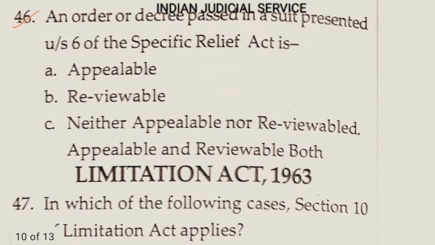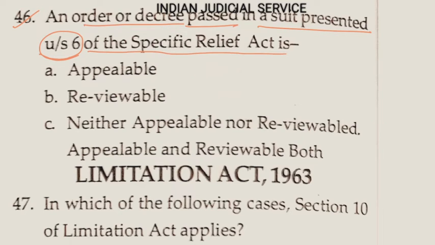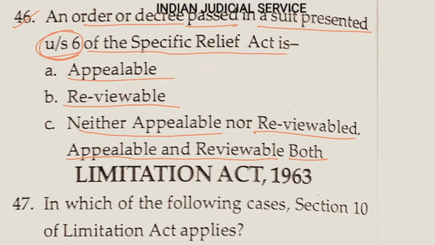Now question number 46, an order or decree passed in a suit presented under section 6 of Specific Relief Act is option A, appealable, option B, reviewable, option C, neither appealable nor reviewable, and option D here, appealable and reviewable both. So clearly, an order or decree passed in a suit presented under section 6 of Specific Relief Act is neither appealable nor reviewable. So answer is here option C.